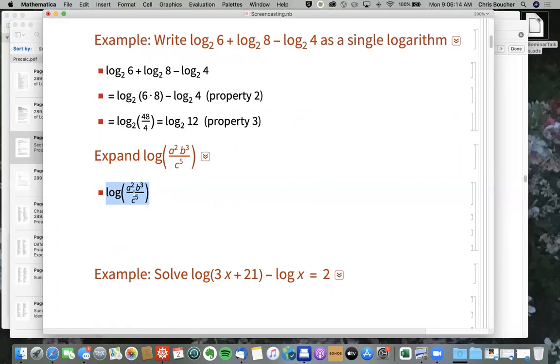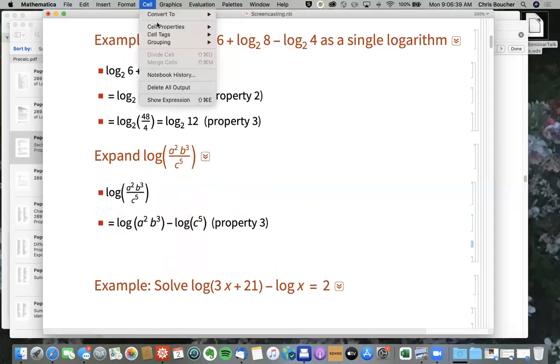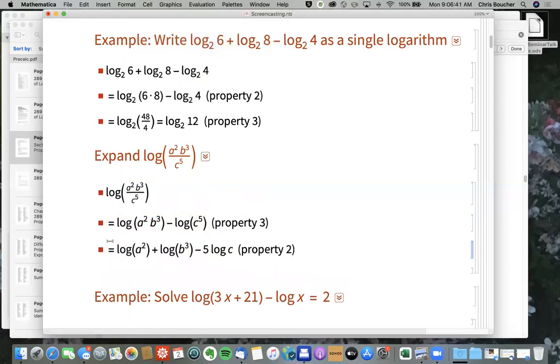Well, that's the log of a quotient, is the first thing I noticed, right? I have a numerator and a denominator. So that's going to be equal to the difference of the logs. Right, so there's the log of the first thing minus the log of the second thing by property 3, right? Log of the numerator minus log of the denominator. The next thing I notice is that in the first logarithm, I have the log of a product. So that's going to be equal to the sum of the logs. Right, so that's log a squared plus log b cubed.